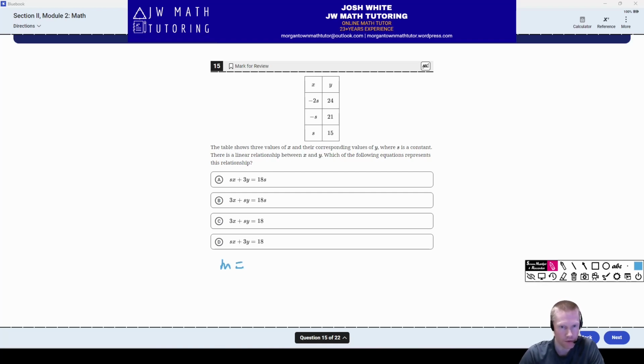So what you could start doing is you could say, okay, I'm going to calculate the slope between 2 points. So I'm going to do y2 minus y1, and then on the bottom s minus negative s. So I get negative 6 over 2s, or negative 3 over s.